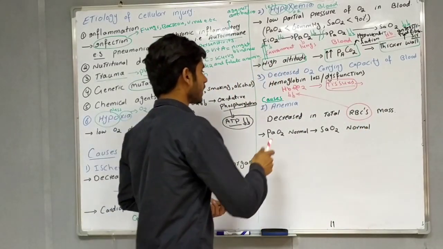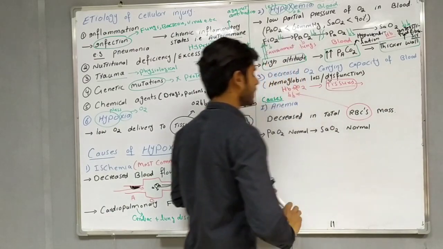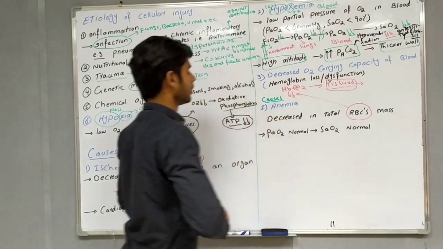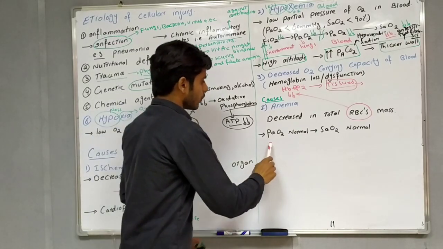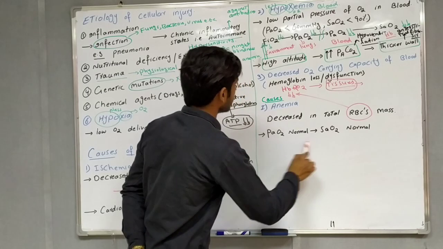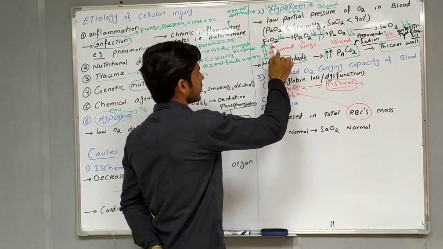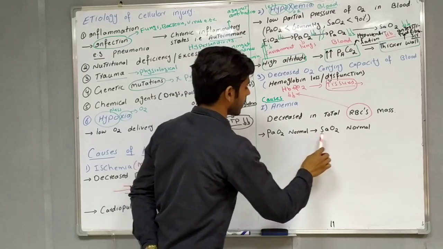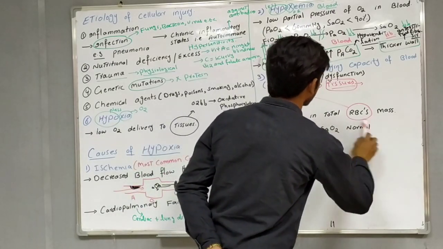What happens in case of anemia? In anemia, there is a decrease in total red blood cell mass. When red blood cells decrease, hemoglobin will decrease. We will discuss this in detail. The partial pressure of oxygen in blood will be normal, because there is no problem in the partial pressure of oxygen in the environment. So PaO2 will be normal, and SaO2 will also be normal.